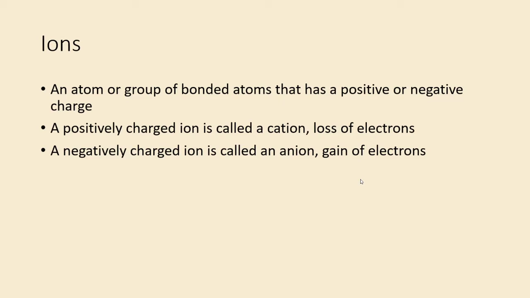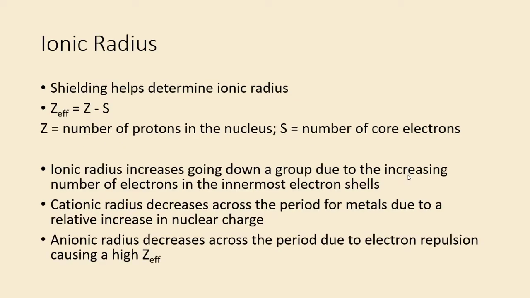We've talked about ions, but we haven't really introduced it from a true book definition type of perspective. So an ion is any atom or group of bonded atoms that has a positive or negative charge. If I have a positively charged ion, it's called a cation, and this is due to it losing electrons. If I have a negatively charged ion, that's going to be called an anion, and that's due to my atom gaining electrons. So, shielding helps determine both atomic radius and ionic radius. It's a little bit more apparent that we need it for ionic radius.